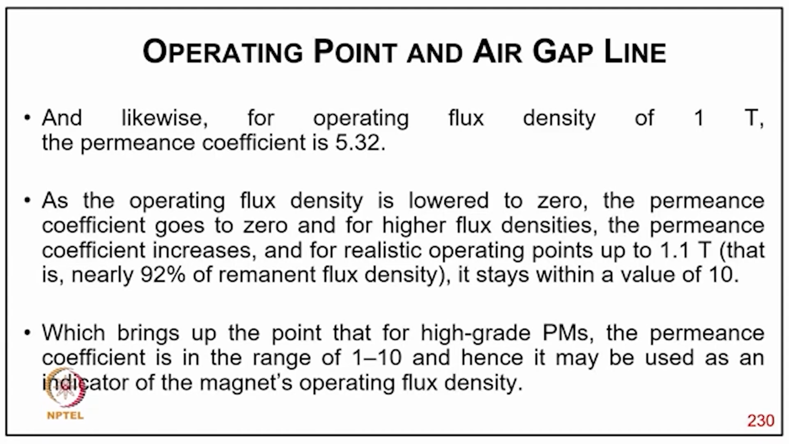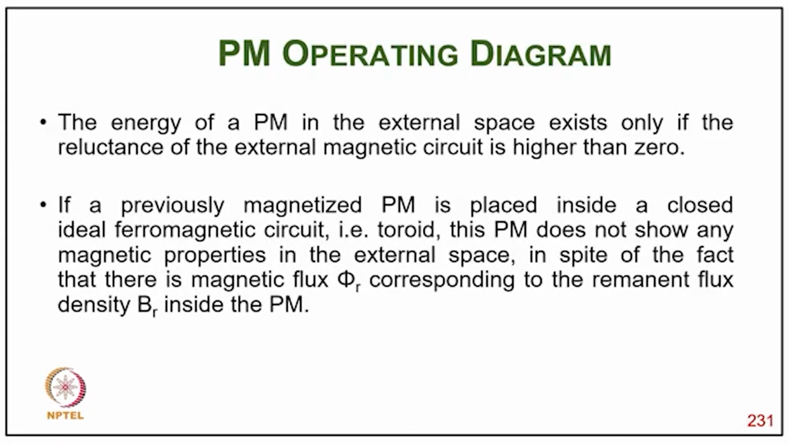As the operating flux density is lowered to 0, the permeance coefficient goes to 0, and for higher flux density the permeance coefficient increases. The realistic operating points up to 1.1 Tesla are nearly 92% of the remnant flux density, and it stays within the value of 10. This brings up the point that for a high grade magnet, the permeance coefficient is in the range of 1 to 10, hence it may be used as an indicator of the magnet operating flux density. The energy of a PM in external space exists only if the reluctance of the external magnetic circuit is higher than 0.